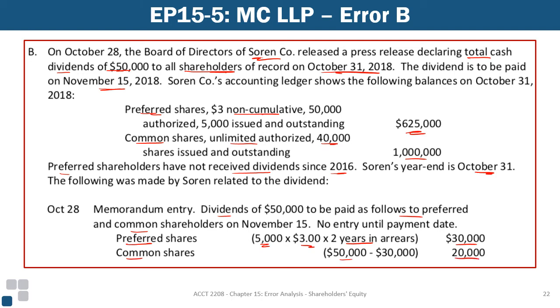But there's a couple of very important things here that you'll see in a minute. First of all, the whole reason why this information is given is so you notice that these preferred shares are non-cumulative. And what they did here is they, in their memorandum, they're planning to pay a dividend to the preferred shareholders for the arrears. But guess what? Non-cumulative preferred shares don't get dividends in arrears.